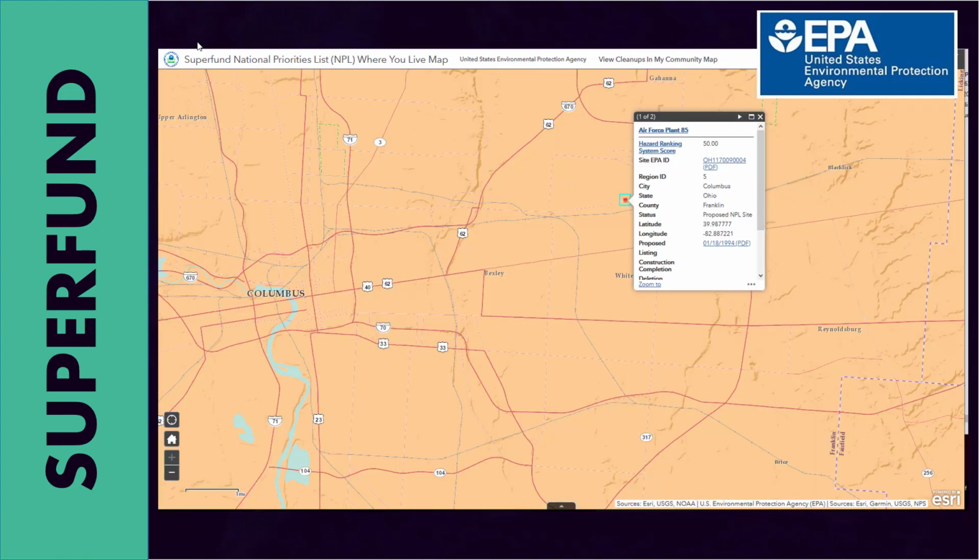One is Air Force Plant 85. Air Force Plant 85 is over towards the airport. This has been part of the U.S. military services since back to World War II. So there's been a lot of different things that have happened at this site, but it is considered a Superfund site, and we are working, or the EPA is working, on cleaning it up.